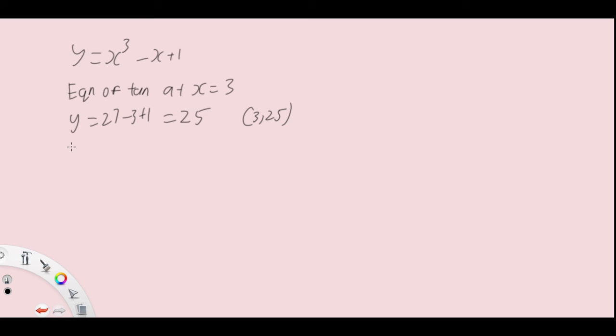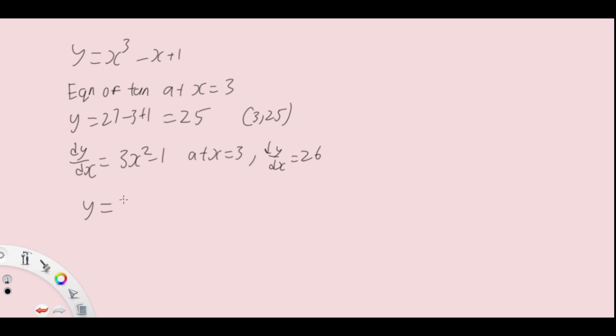Following which, what do we do? You differentiate, right, to find the gradient of the line. You then have 3x squared minus 1. At x equals 3, dy/dx equals 26. 3 times 9, 27 minus 1, 26. Therefore, what do you do next? You just write down the line.